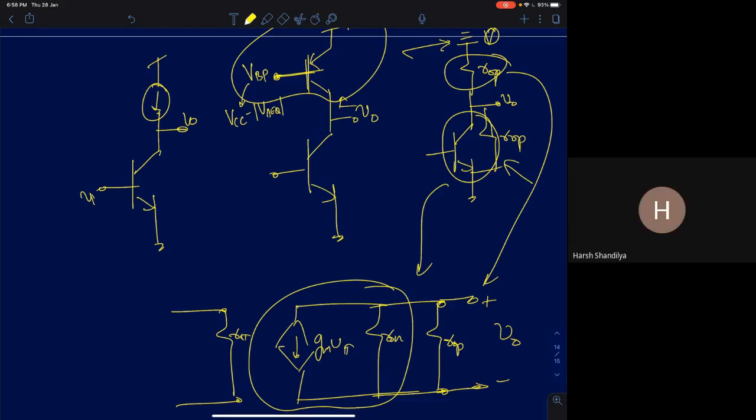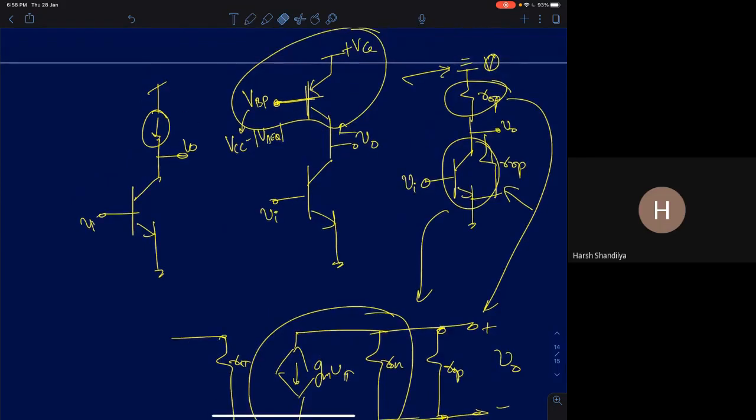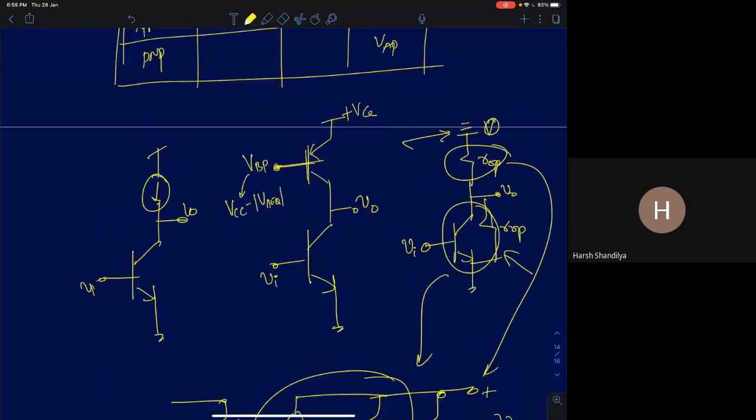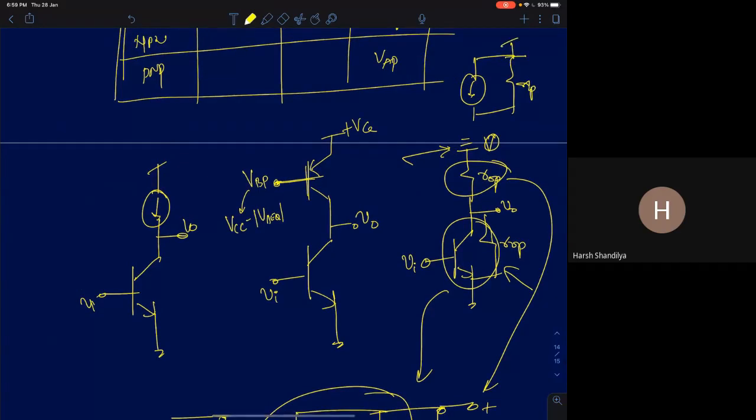Sir, BJT is a current device in parallel with ROP, right? No, the lower BJT we are applying the signal. No, upper BJT, sir. Upper BJT is PMOS. It's actually a current source and a resistance ROP in parallel. But when you draw the small signal AC model, what will you do? You will open circuit the current source. You will remove the current source. Okay, sir. Short circuit the DC source and then replace with ROP.